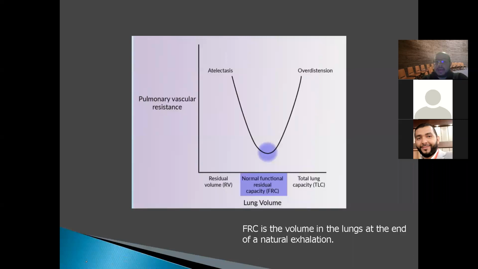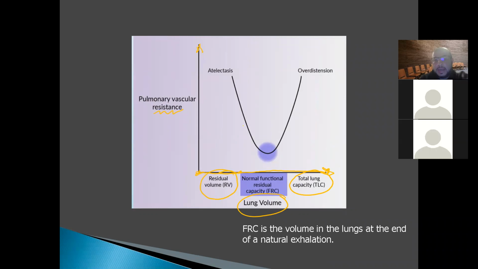Another concept, it's very important, especially on NIV or mechanical ventilation when you deal with a baby. In the y-axis, that's the resistance. In the x-axis, that's the volume. Here, there's always a residual volume. And on the top here, it's called total lung capacity. At the end, there is a remaining volume, that's called the residual volume.